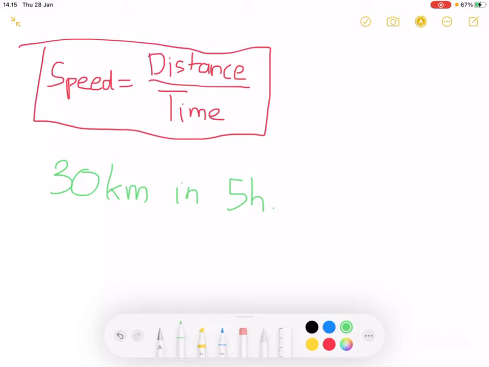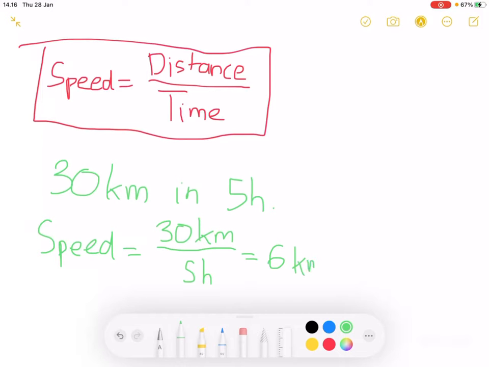Well, it's pretty simple. The speed will be just the distance covered by the car, which is 30 kilometers, and then the time will be 5 hours. Evaluating this, we get 6, and the units will be kilometers per hour. So I'll just draw a diagram right here.